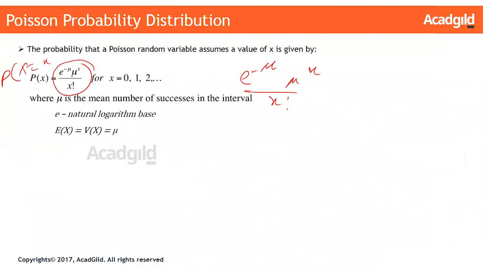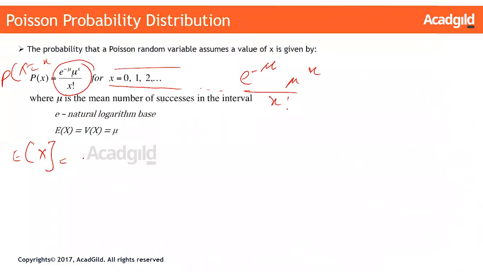Now let's calculate the expected value of x, the mean of Poisson distribution. What all values can it take? It can take x equal to 0, 1, 2, and so on till infinity. This is still a discrete distribution. It can take any of the whole numbers, any of the integers from 0 to infinity, and not fractions.